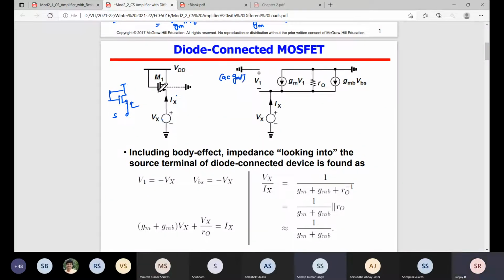So here gate to source. Here it is grounded, so this will become grounded, AC ground. So plus minus gate to source V1. Gate to source means V1, but gate is AC grounded because that is VDD. Then current source, drain to source means R0. This is a drain terminal, this is a gate terminal, this is a source terminal.